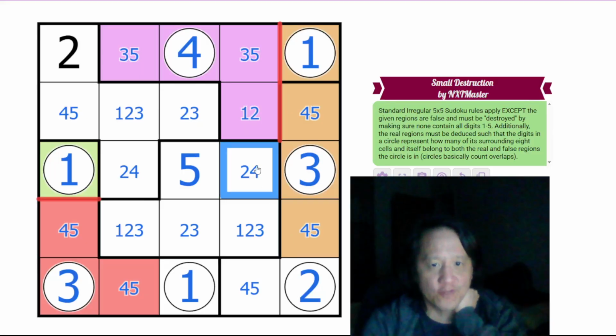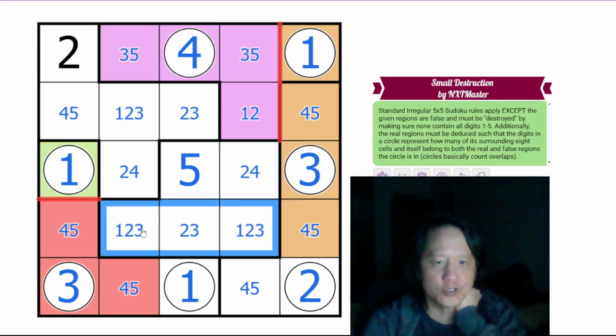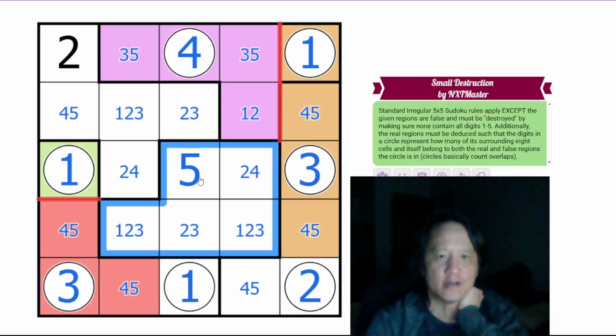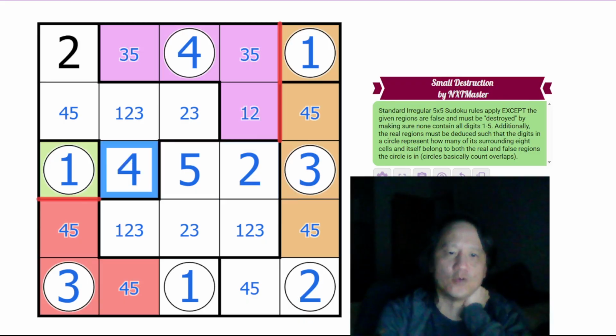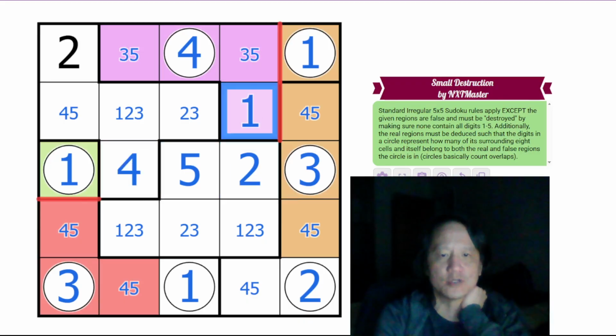If this were a 4, we are guaranteed a 1, 2, 3 here, which means this is no longer a false region because we don't have a duplicate. It is the exact digits 1 through 5. So this cannot be 4, therefore this is 2, this is 4. This 2 eliminates 2 here, so that's 1. This can't be 1 or 2, so it's 3.